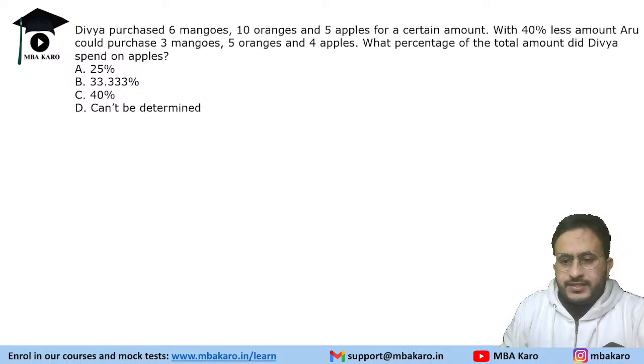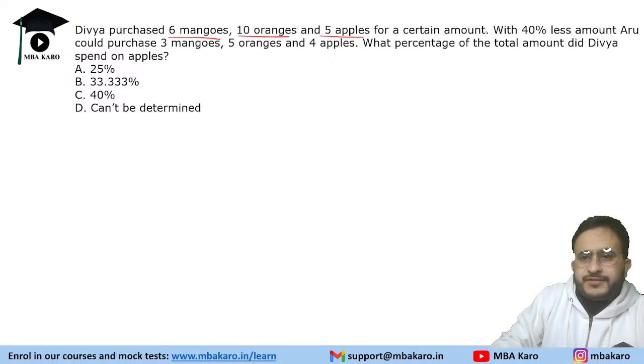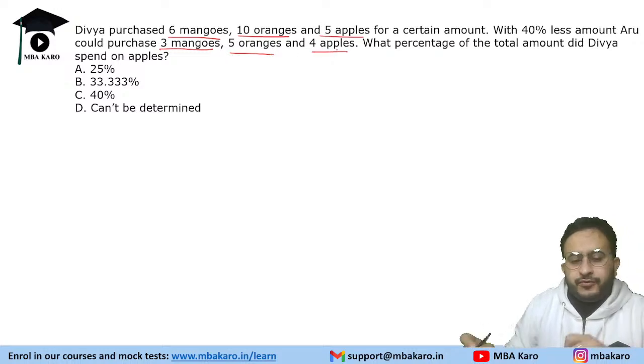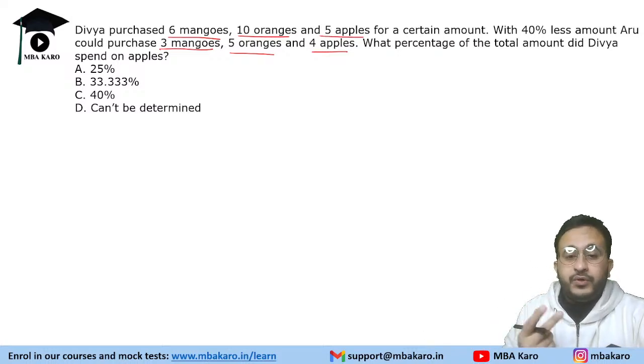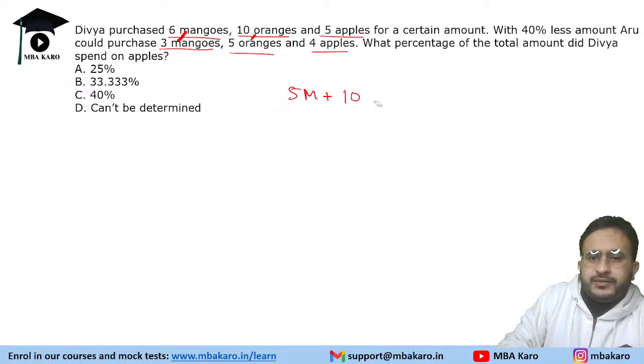So the person has purchased 6 mangoes, 10 oranges, and 5 apples for a certain amount. With 40% lesser amount, this person has purchased 3 mangoes, 5 oranges, and 4 apples. Now you would say there are two equations and three variables. But if you notice it, three mangoes and six mangoes, right? Just double it. So let us say 6 mangoes plus 10 oranges plus 5 apples. Okay, so let us say x, y, z.